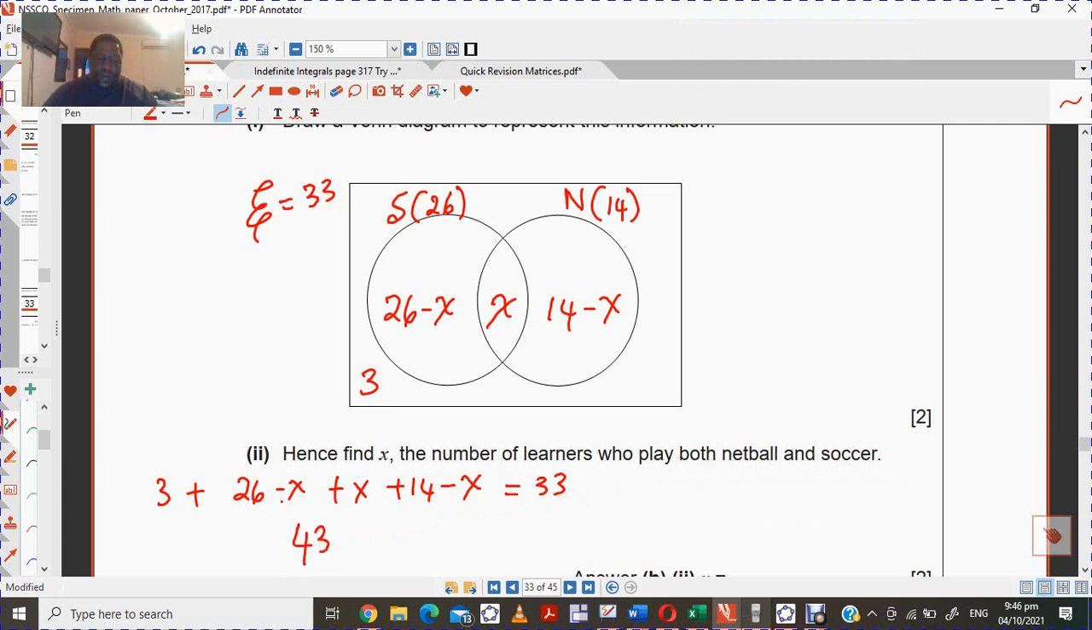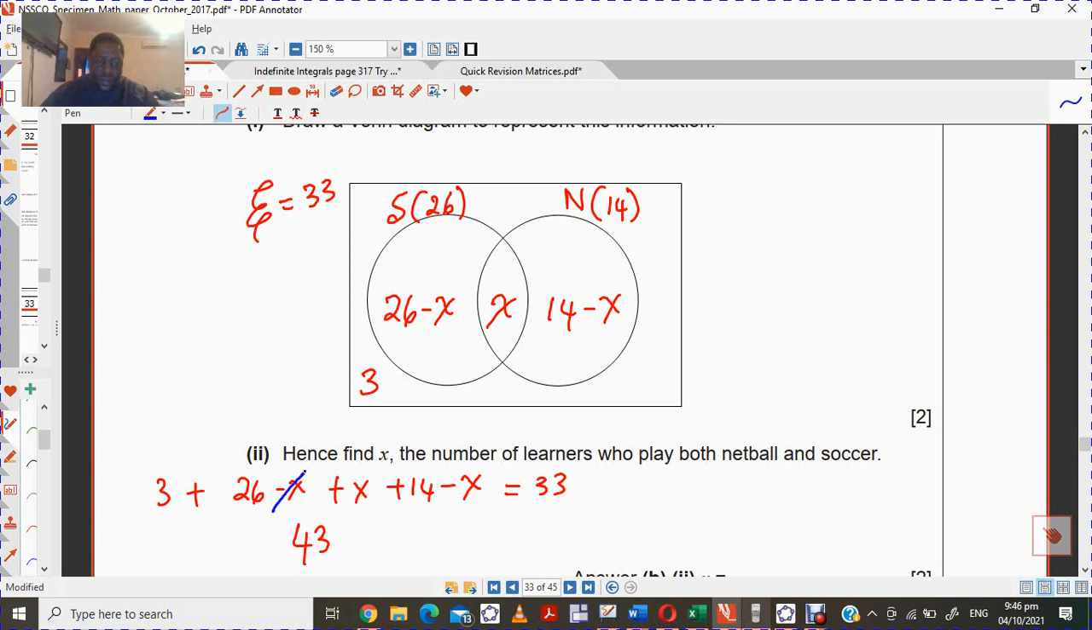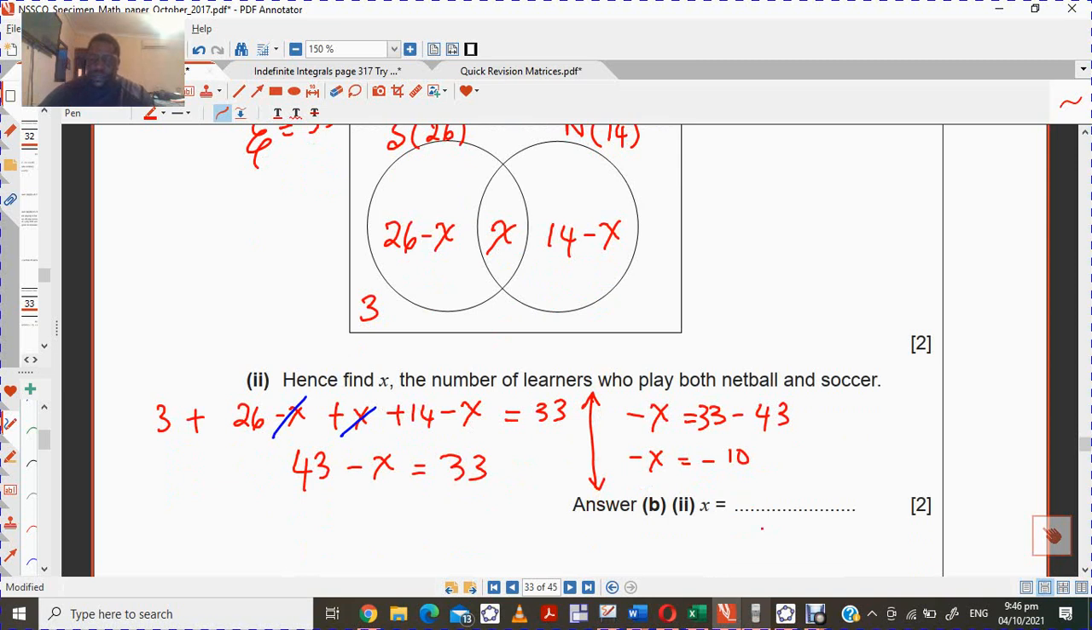And when you look at the minus, this x cancels this x, leaving you only with minus x. So 43 minus x is equal to 33. From here on, you should be able to solve this question. Minus x is equal to 33 minus 43. Minus x is equal to minus 10. Therefore, the value of x is 10. 2 marks for that and 2 marks for that.